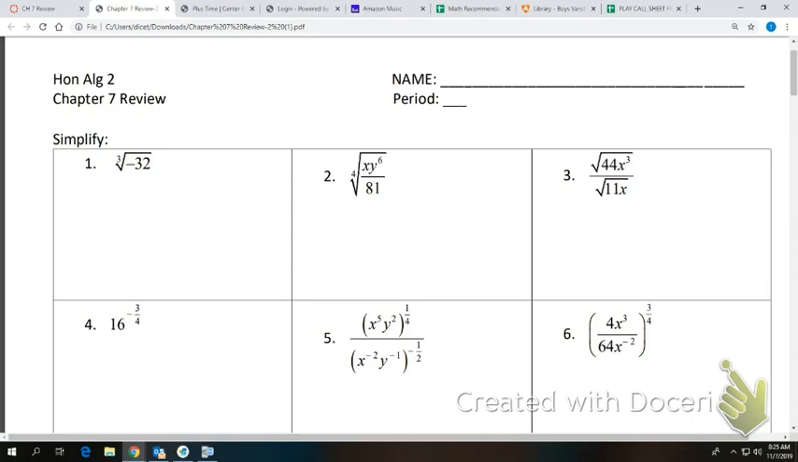Let's do this one. Number 3. I'm not going to do them all. Now, think of this as 1 square root. So if I think about that as 1 square root, that would be the square root of, can I simplify? What's 44 over 11?